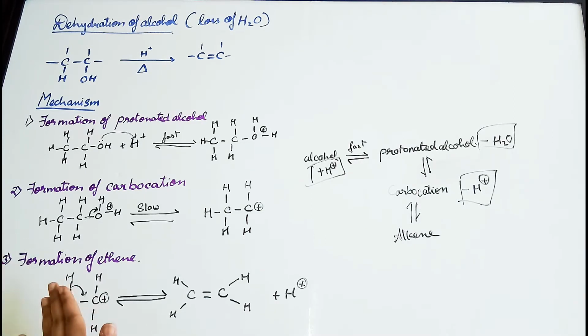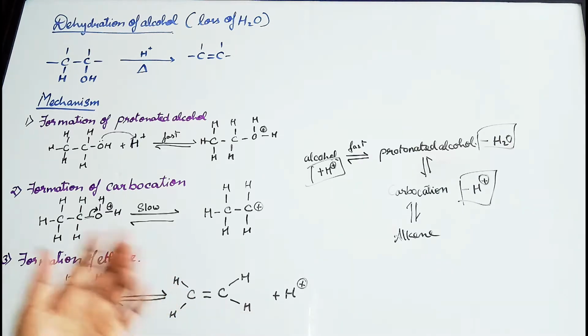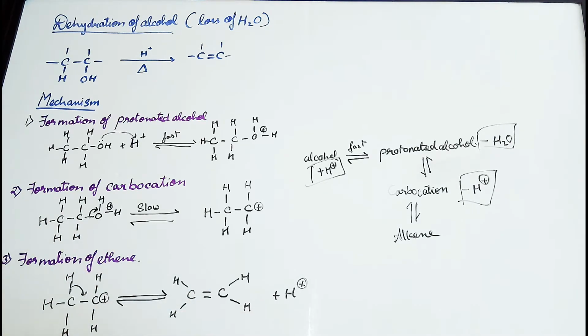Alcohols undergo dehydration in the presence of acid to give us an alkene. Primary alcohols require very strong conditions, but secondary and tertiary alcohols require mild conditions for the conversion to form an alkene.